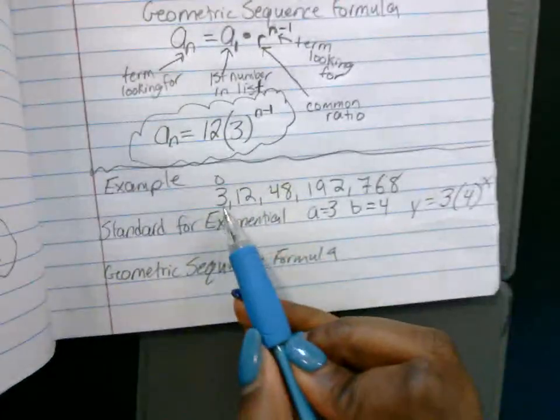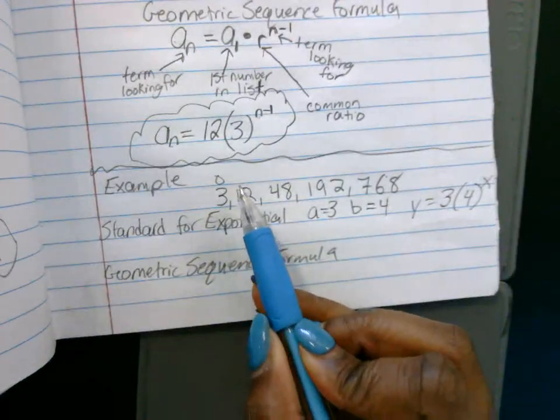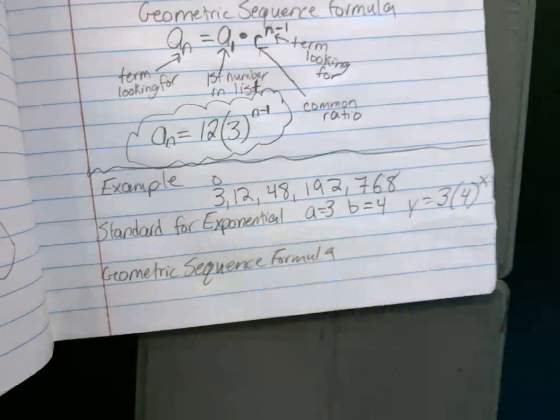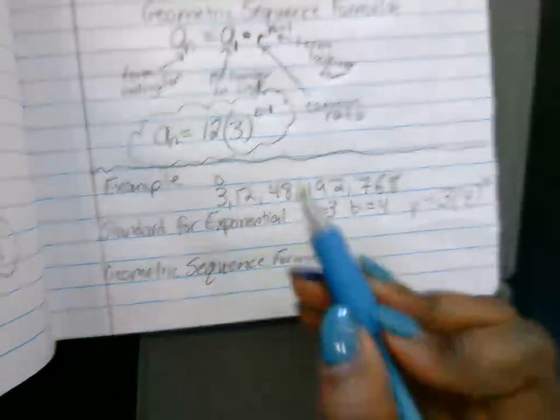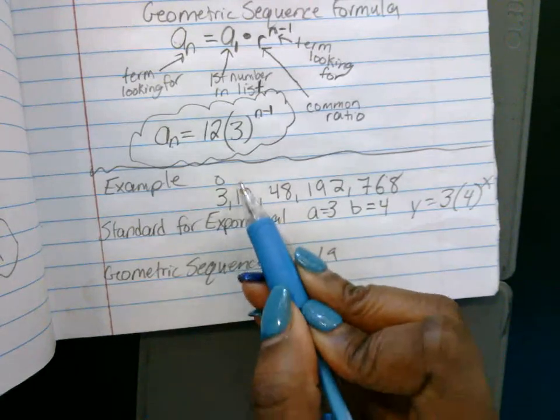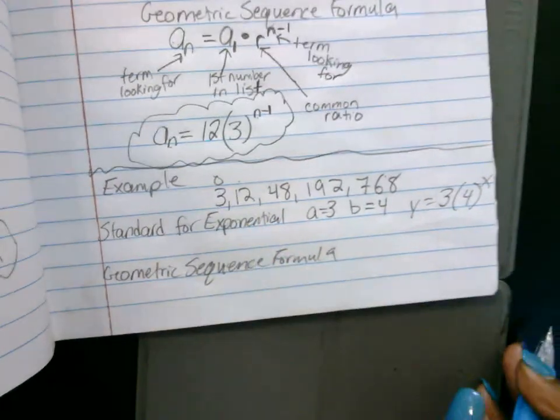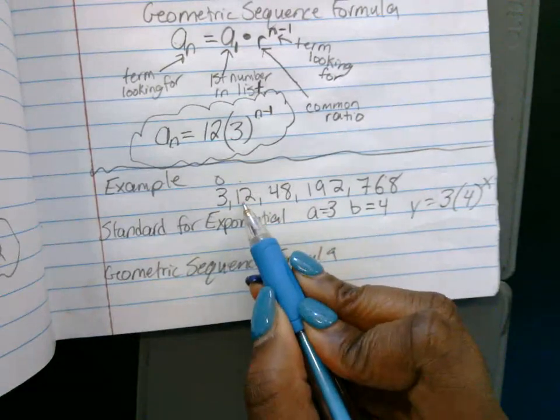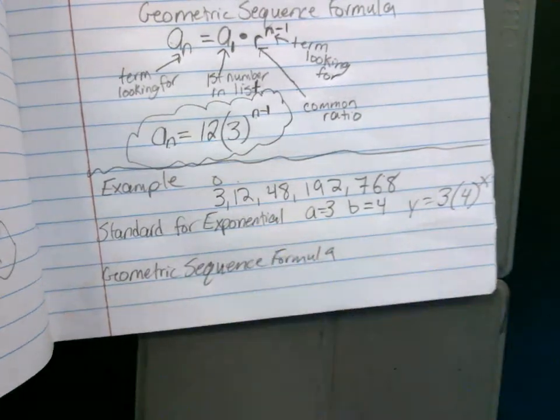To the x power. How'd I get the 4? Think about it, go backwards and say 12 divided by 3. Yeah, you can work backwards. If you're trying to figure out what you're multiplying, then divide. 12 divided by 3 gives you 4. Or 48 divided by 12 gives you 4. Just work backwards.